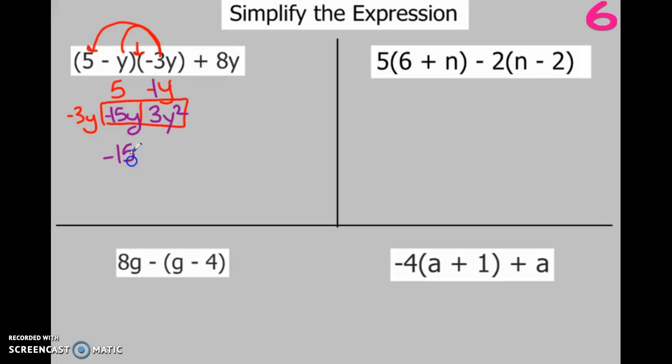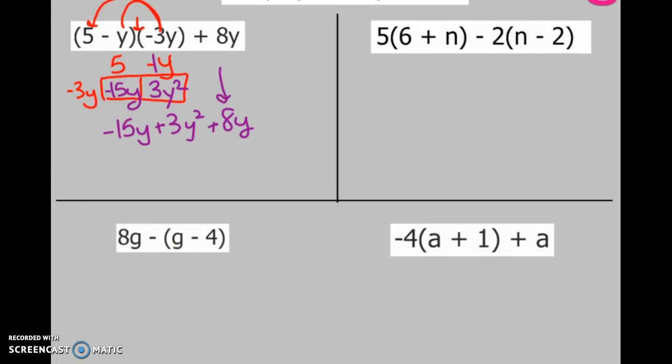So we have -15y plus 3y squared, plus we have this 8y. So combining our like terms, this y and this y we can combine. This one we cannot because it's squared. So we have 3y squared, and then there are more negatives, so it's going to be a -7y. -15 plus 8 is -7.